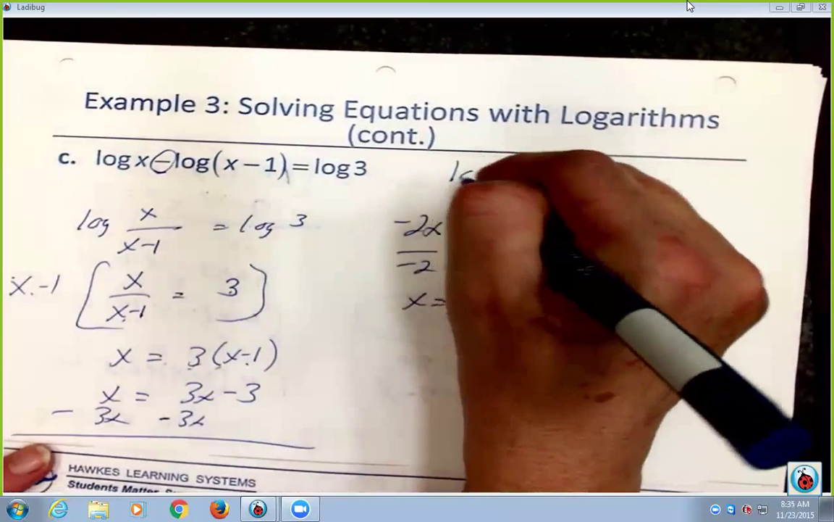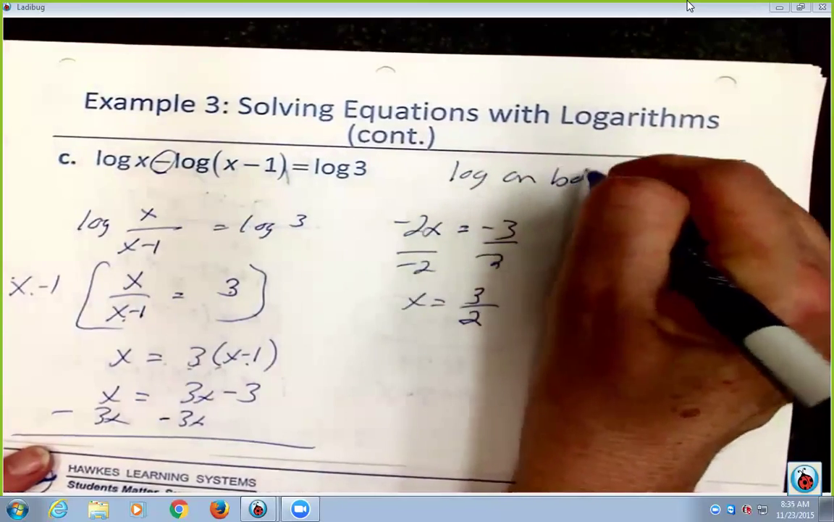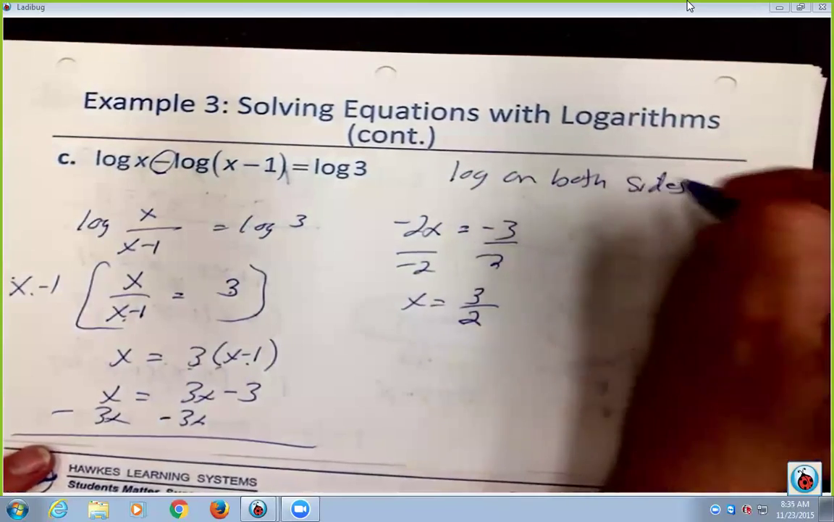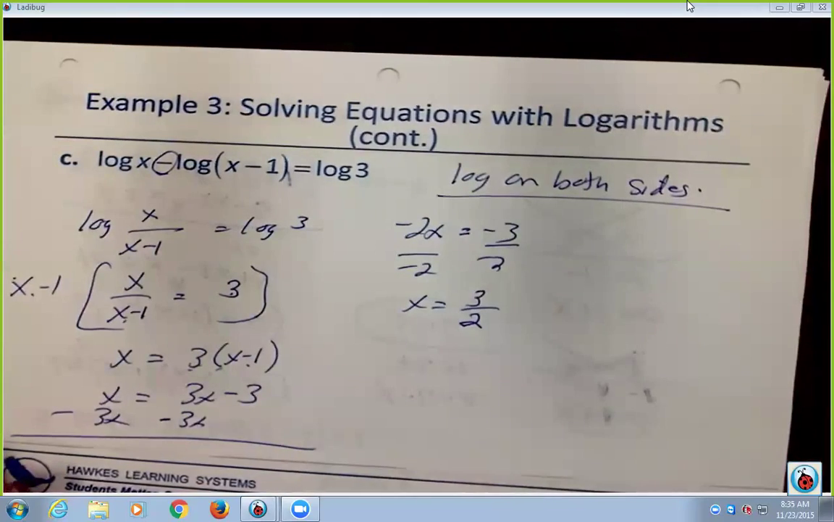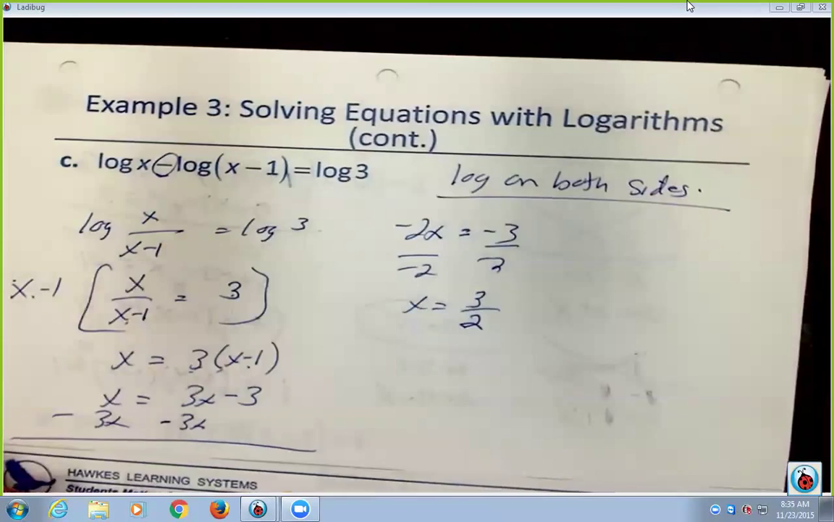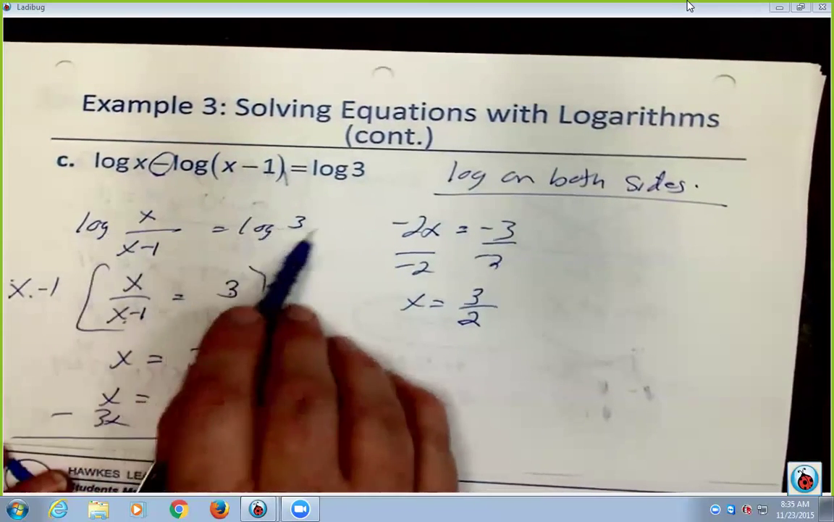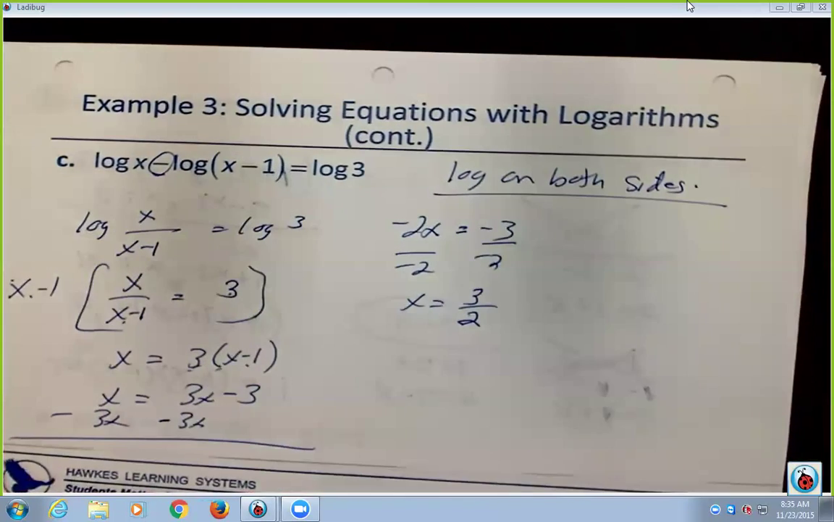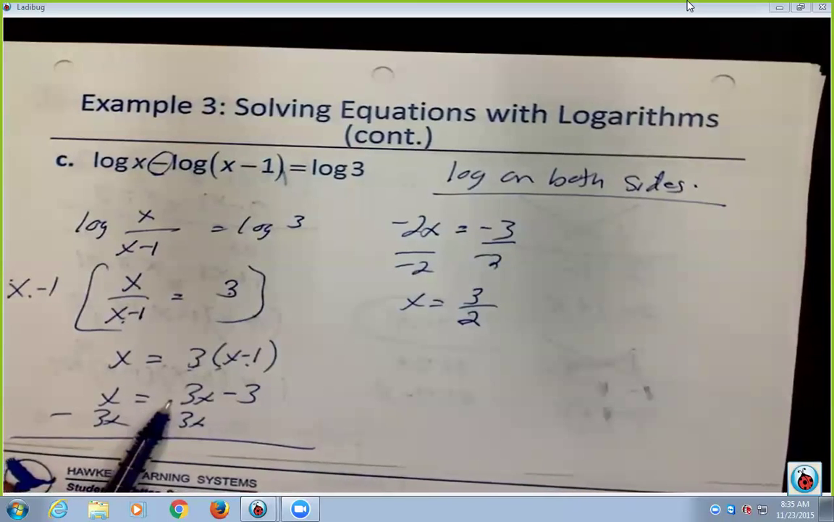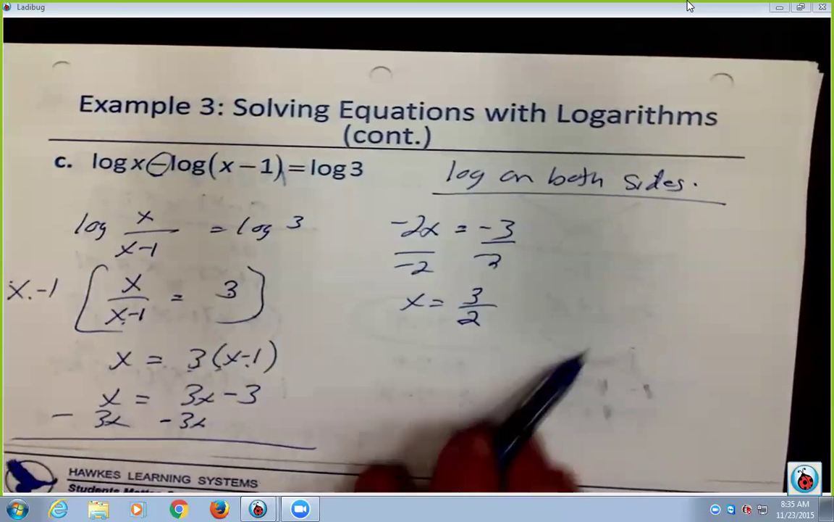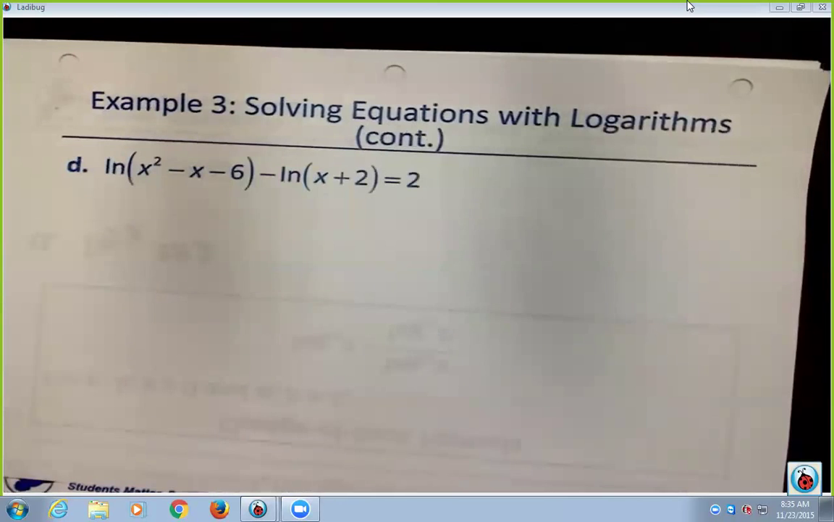So this is logs on both sides. If they're on both sides and the logs match each other, then we can just set what their values are, what's connected to the logs, set those equal to each other and solve from there. So the algebra in here is just still basic algebra. That part hasn't changed at all. So now let's look at what happens to natural logs.